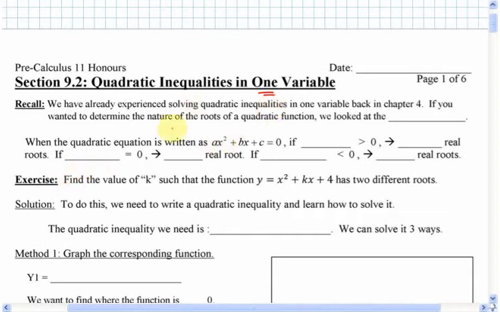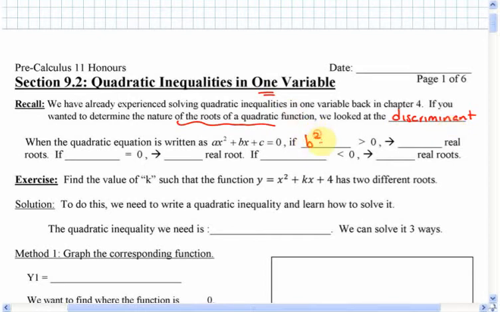Remember back in chapter 4 when we talked about something called the nature of the roots of a quadratic? 2 roots, 1 root, no root. What do we look for? The discriminant, right? We looked at the discriminant. Good. And remember what the expression was for the discriminant? b squared minus 4ac, right.